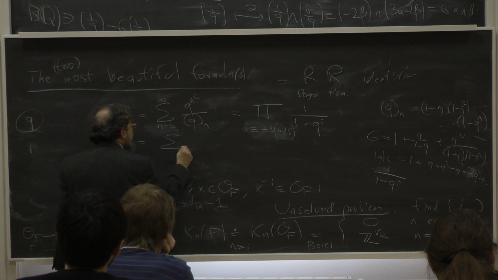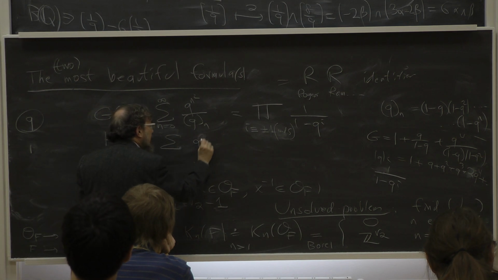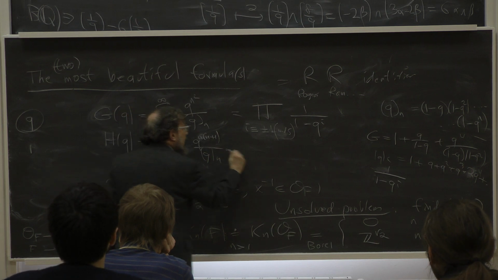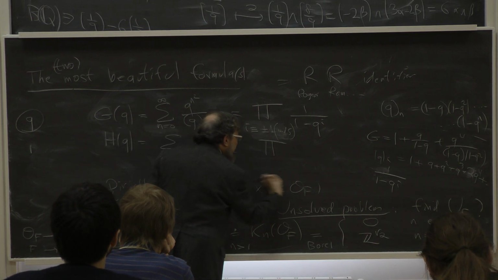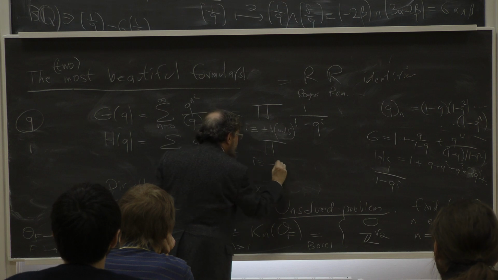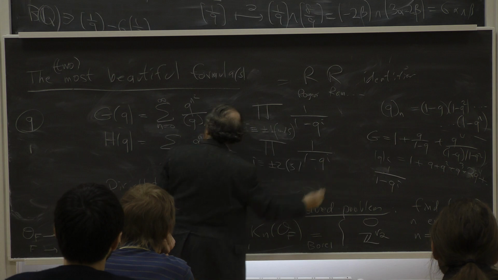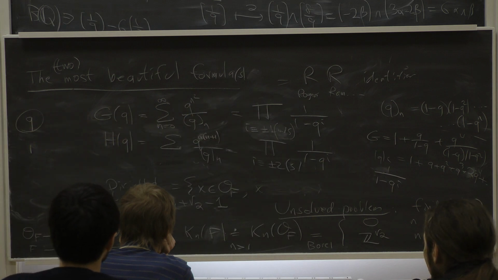And the other one is very similar, but here you put q to the n squared plus n, so n minus n plus 1 over qn. And this one is the product where i over 5 is minus 1, so it means i is congruent to 2 or 3, not 5. Same thing. So those are these very famous, very beautiful identities.